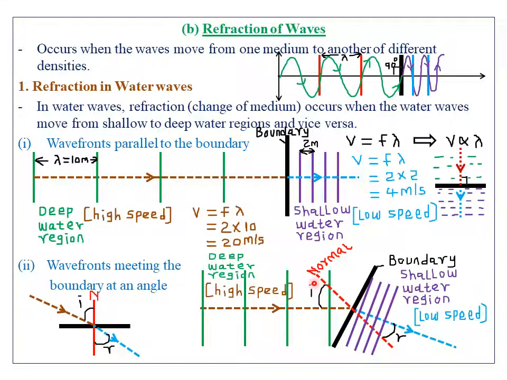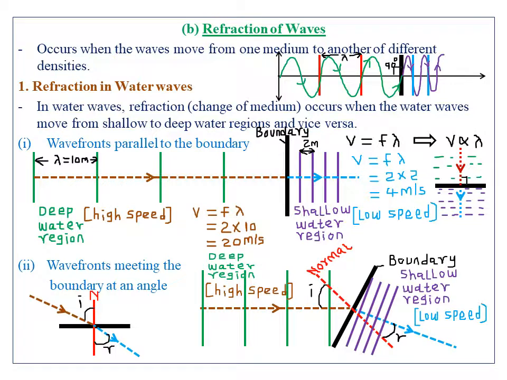Then the key thing also to notice is the distance between successive wavefronts. For deep water region, the distance between successive wavefronts has to be larger, showing that the speed of the wave is higher, as we have shown in this particular equation. And for shallow water region, the wavefronts should be closer to one another, simply showing that the wavelength of the water waves in shallow water regions will be very small, showing that the speed of the water wave in shallow water regions will also be very, very low.